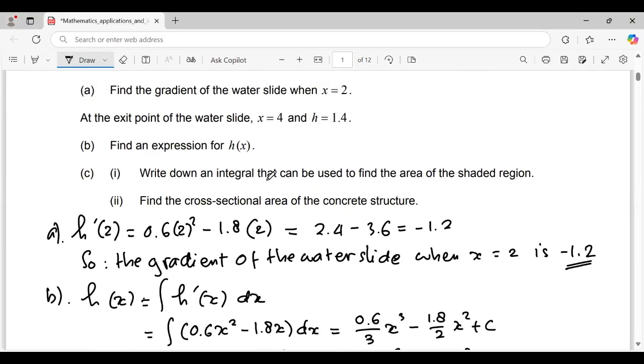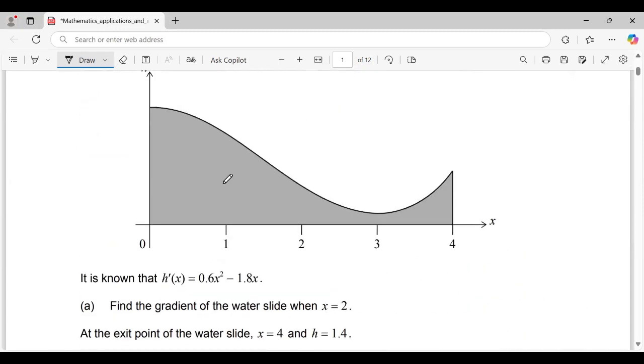Write down an integral that can be used to find the area of the shaded region. This area, this shaded region. Okay. 0 to 4.